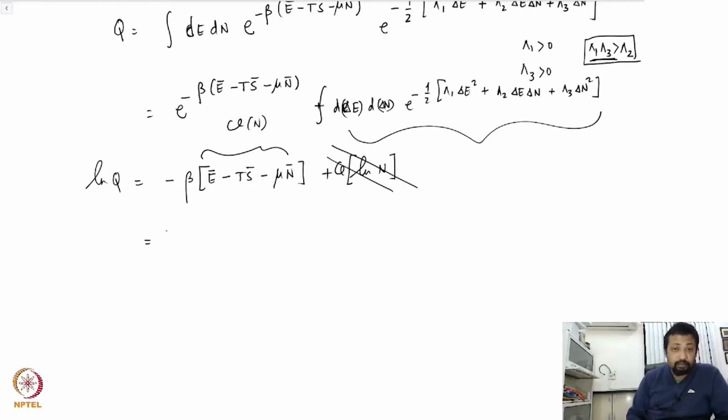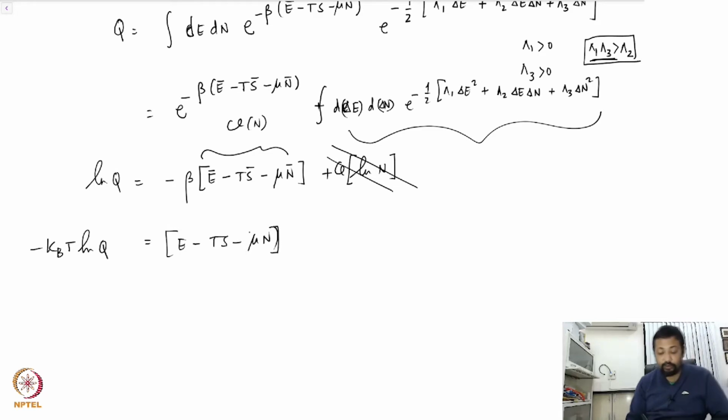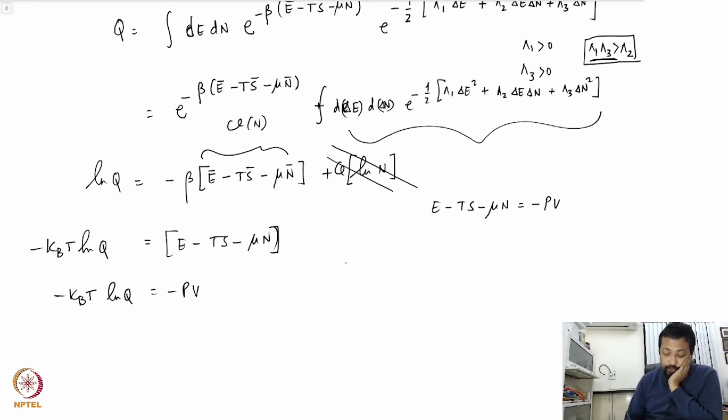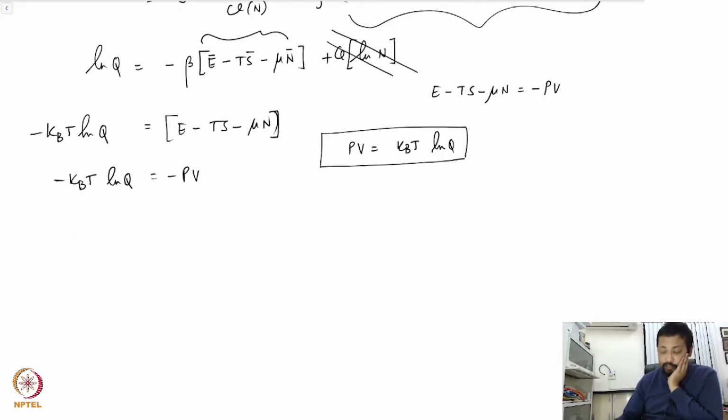So I will remove the bar and I will write that minus kBT ln Q is E minus TS minus mu N, where all these quantities refer to your averages, and therefore you see that E minus TS minus mu N is going to be minus P of V. So this becomes minus PV is minus kBT ln Q, so that pressure times volume is kBT ln Q, and this is the connection with thermodynamics.